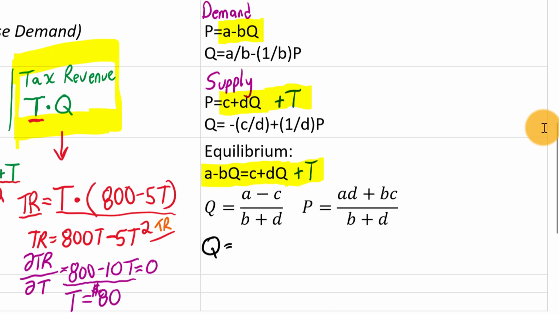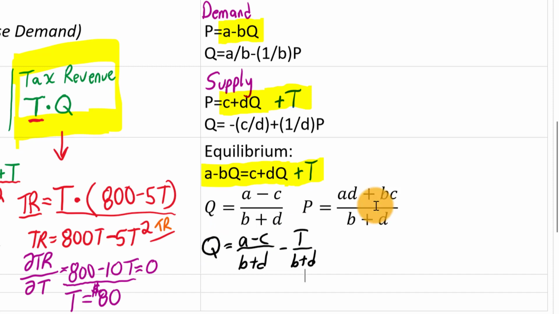We have Q equals A minus C over B plus D. Let's just keep that part together so we can compare. So we have A minus C over B plus D minus the tax level divided by B plus D. Now, yes, I could combine these into one big equation since the denominators on the bottom are common. Personally, I like to picture these as two separate terms. This is the equilibrium quantity with no tax, and this is how the tax rate is going to affect the equilibrium quantity after we put a tax on.